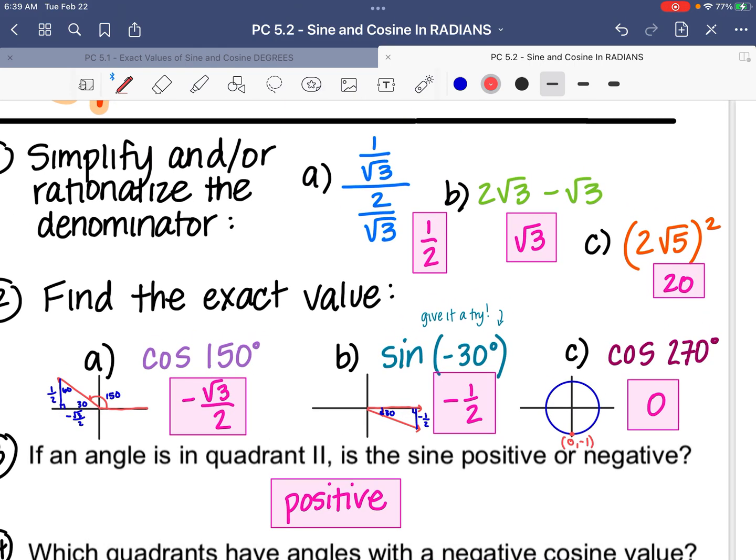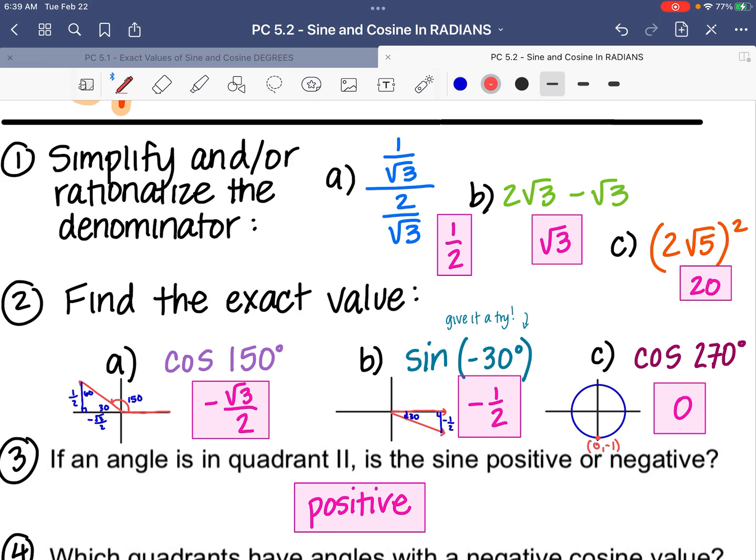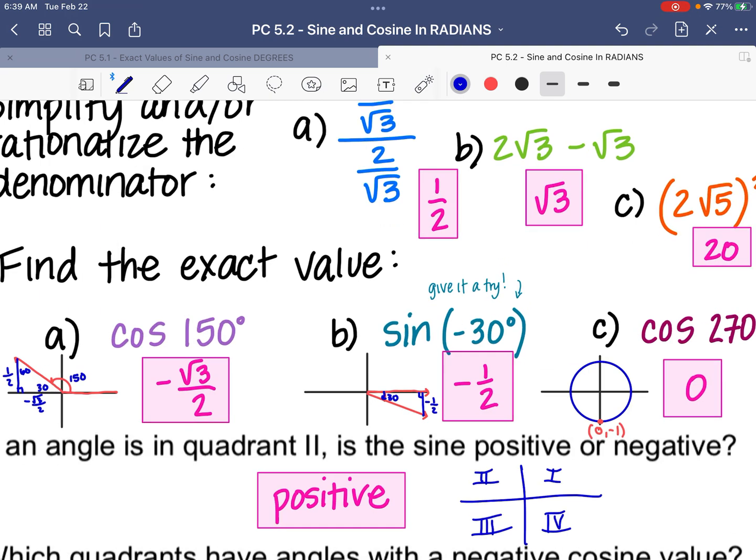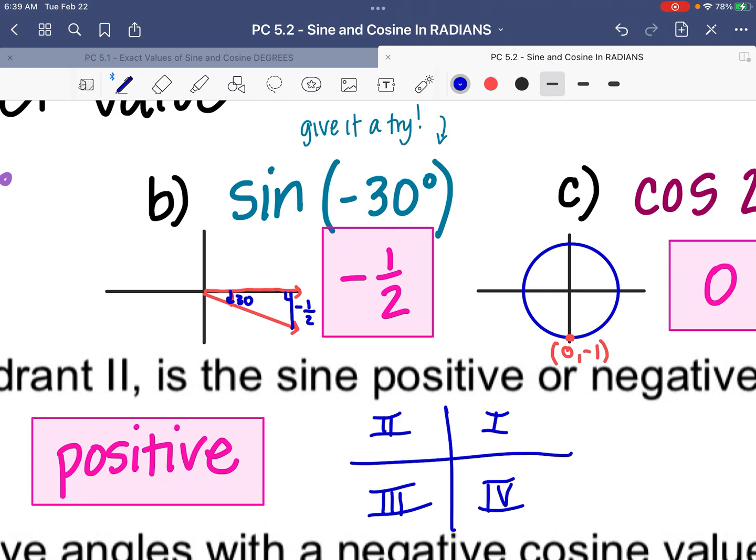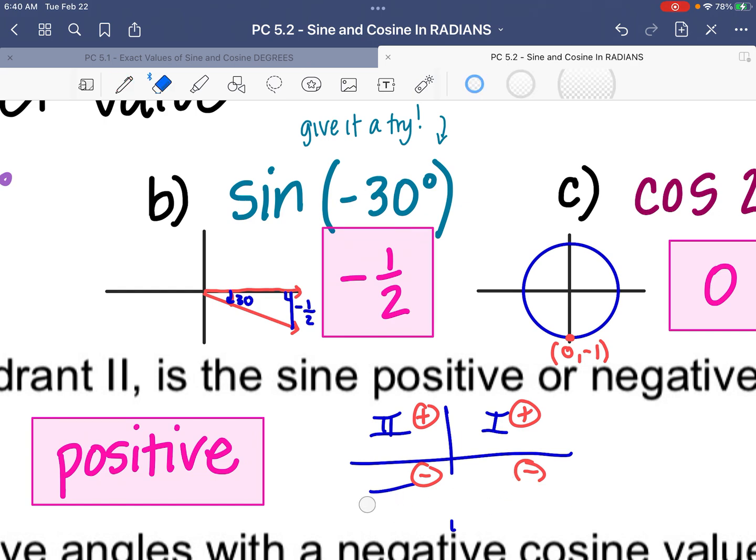All right, these, it says if an angle is in quadrant 2, is the sine positive or negative? Well, that would be positive. Again, envision your quadrants. Right? And sine is your y value. So y is positive up here, right? So that means sine is actually going to be positive in the first and second quadrants. Sine is going to be negative in the third and fourth. Okay.